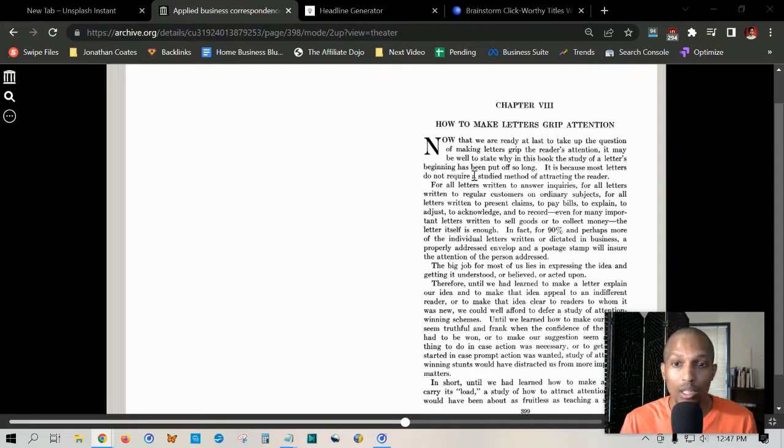It is because most letters do not require a studied method of attracting the reader. For all letters written to answer inquiries, for all letters written to regular customers or ordinary subjects, for all letters written to present claims, to pay bills, to explain, to adjust, to acknowledge, and to record, even for many important letters written to sell goods or to collect money, the letter itself is enough. In fact, for 90% and perhaps more of the individual letters written or dictated in business, a properly addressed envelope and a postage stamp will ensure that the attention of the person is addressed. The big job for most of us lies in expressing the idea and getting it understood or believed or acted upon.